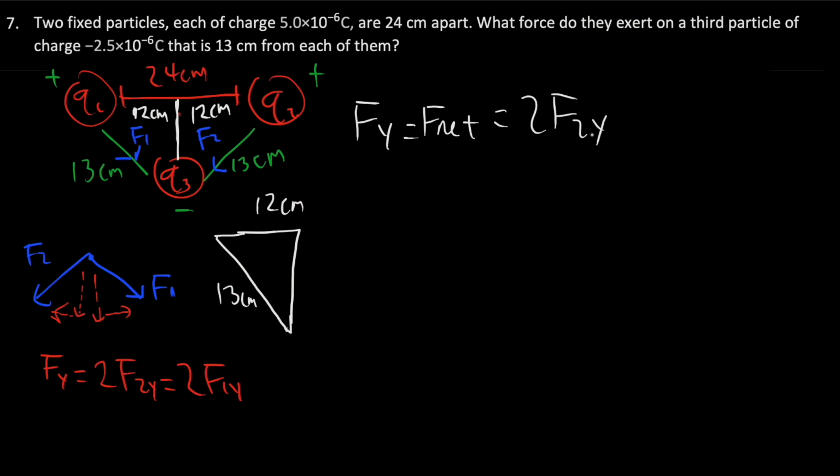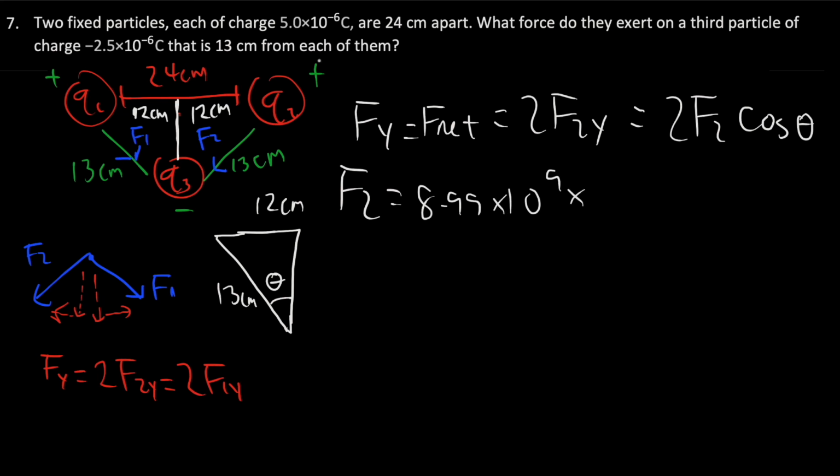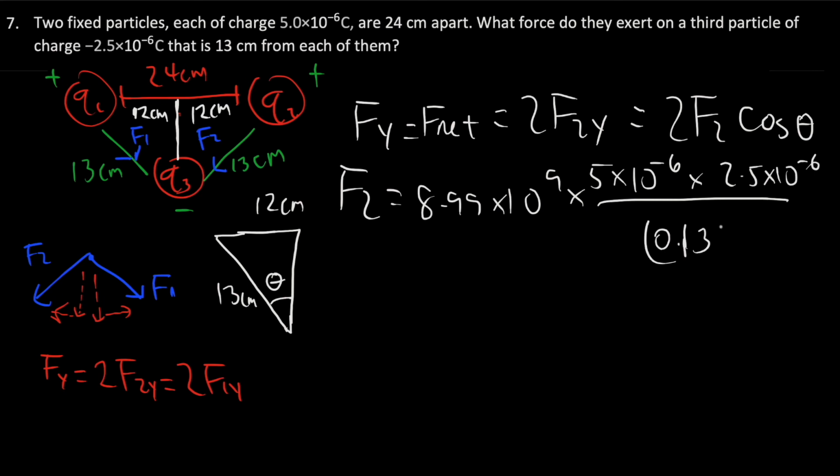So now you just need to find F2 first, and then find the vertical component. So 2F2y is gonna be equal to 2F2 cosine theta, let's say here is theta. So F2 is gonna be equal to 8.99 times 10 to the 9th power times charge 1, 5 times 10 to the negative 6, times 2.5 times 10 to the negative 6, over r squared. So 30 centimeters is equal to 0.13 meters. I ignored the negative sign here because I'm calculating the magnitude of F2.